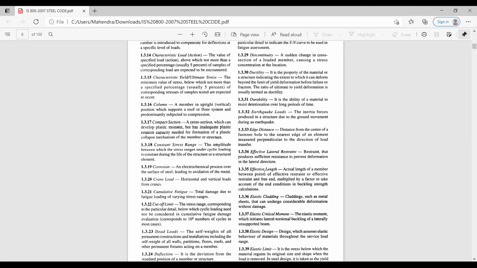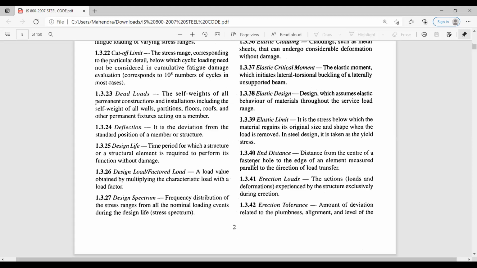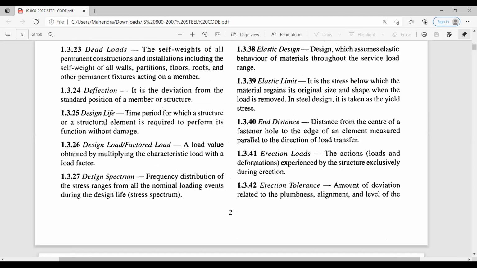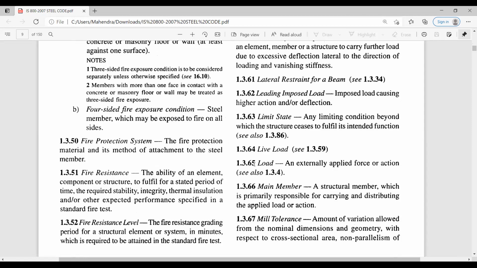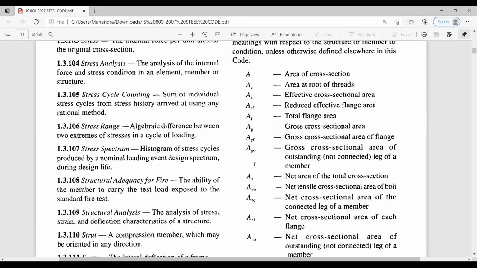So the detailed information is provided in the IS code. See, end distance is there, design life, deflection, everything that you will require for the design is mentioned in this IS 800 2007. These are the different notations and the different symbols that we are going to use whenever we are going to solve the problems. So this is again mentioned in your IS 800 2007, the different areas and the different cross sections. So you can refer from here.